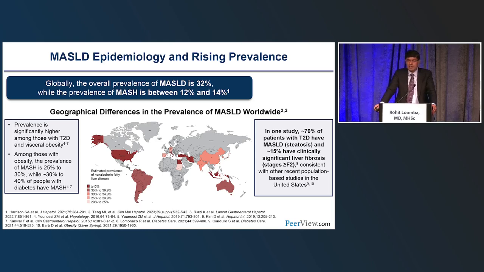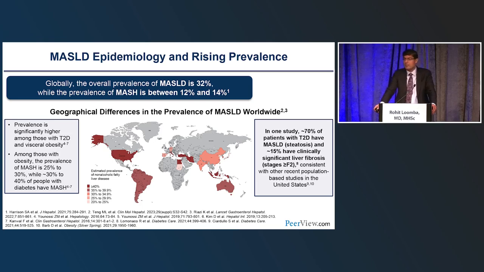MASLD epidemiology and prevalence is rising. Dr. Ellen and others have done a lot of work in this area. We think about a third of adults in the United States and worldwide may have MASLD. Prevalence of NASH ranges from 12 to 14%, depending on the epidemiologic study and depending on the disease state.